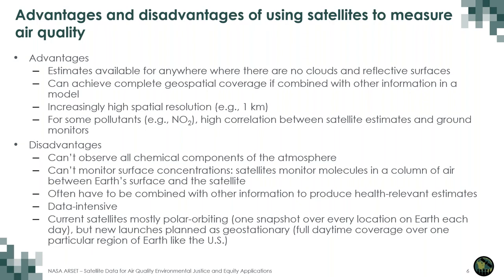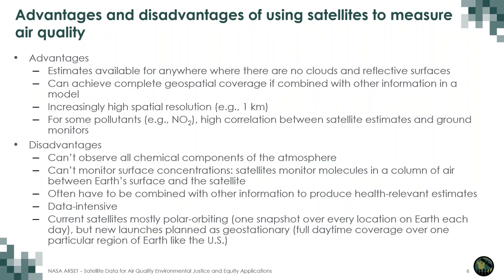We can achieve complete geospatial coverage if we combine what the satellite sees with other information like land use variables near roadways and parks and other types of green space. And we can also combine satellite data with measurements from the ground and get increasingly high spatial resolution and high accuracy as well. So with satellite data, we're getting to the point where we have pretty high accuracy at about 1 kilometer spatial resolution, and that enables us to look within individual urban areas at how air pollution varies.